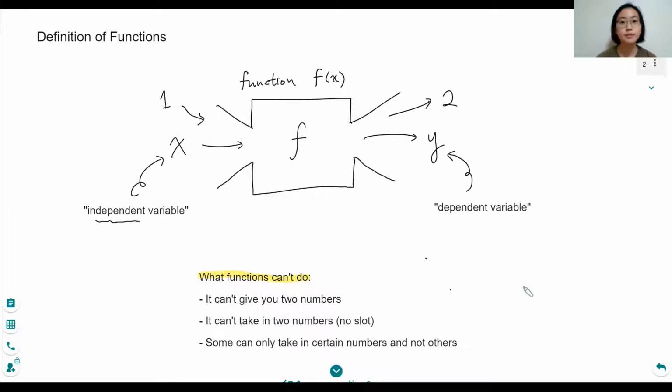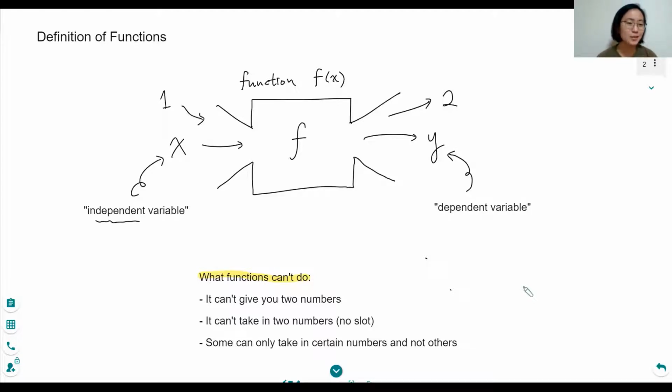Functions are mathematical machines. This machine is going to ask you for a number and it's going to give you back a number. Let's say that I gave it 1 and it gives me 2. So this function has the name f. It's a function. It's this machine.